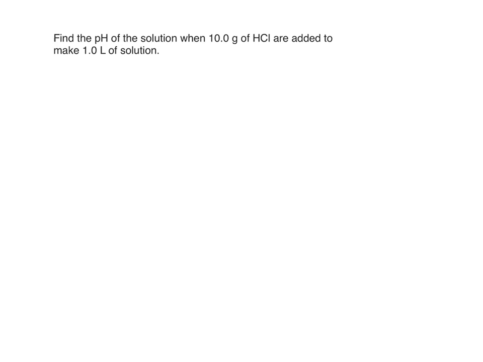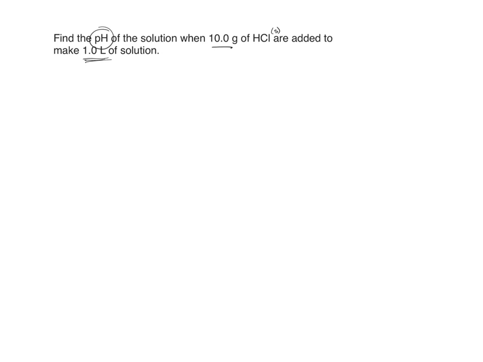All right, here's a good example of where you need to worry about sig figs in a couple of different ways. So the question asks for us to find the pH of a solution, but they give us a number of grams of hydrochloric acid, which would be a solid initially, and they're adding that to make a total of 1 liter of solution.